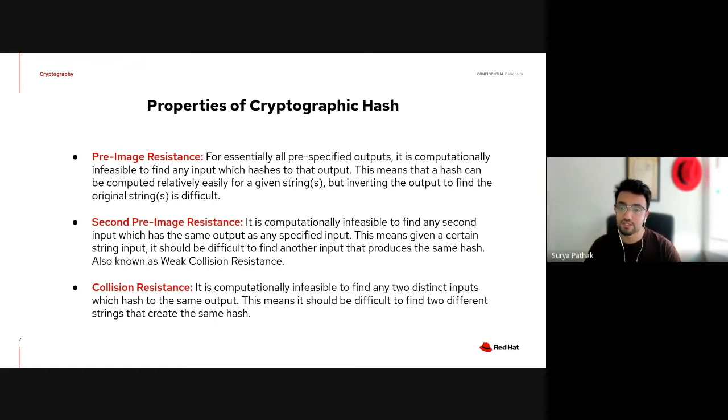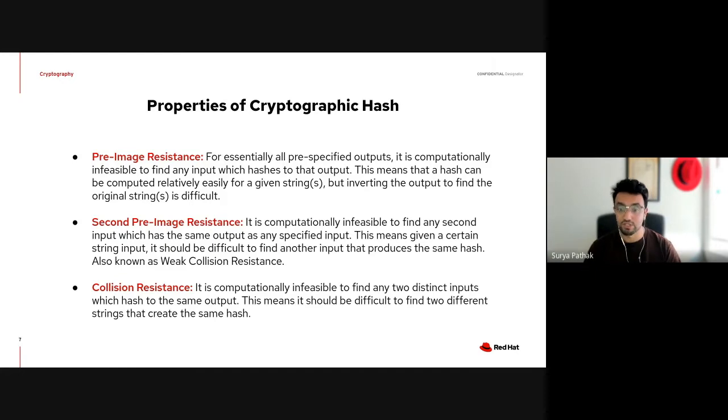The second pre-image resistance refers to the idea that if you take the same example, you have a word apple, you transform it into its own hash. But that hashed value should not retrieve back to any other word as well. So that is second pre-image resistance.